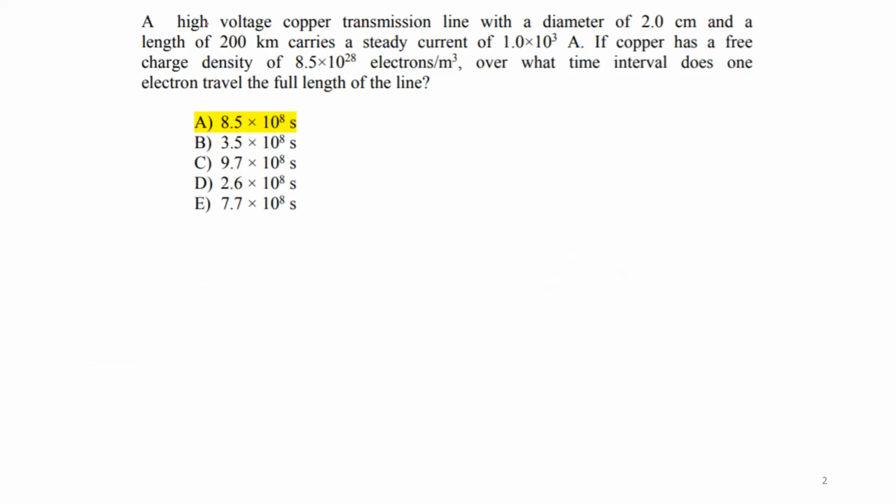You have a high voltage copper transmission line that has a diameter of 2 centimeters and a length of 200 kilometers. And it carries a steady current of 1000 amperes. So this is my transmission line, which is very long between, let's say, two cities.